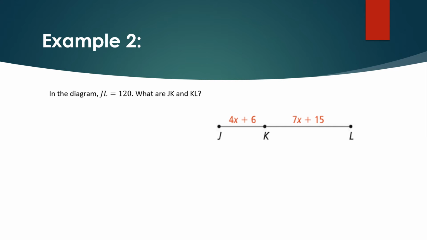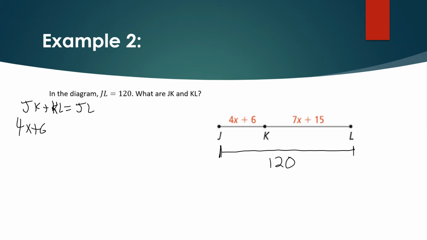All right, so same type of problem here. They tell us that the whole length is 120, and then they want us to find the length of JK and KL. Well, I know that JK plus KL should equal all of JL. So that's segment addition postulate again. So they give us some values for JK and KL, so I'm going to plug those in. So I get 4x plus 6 plus 7x plus 15 equals 120.